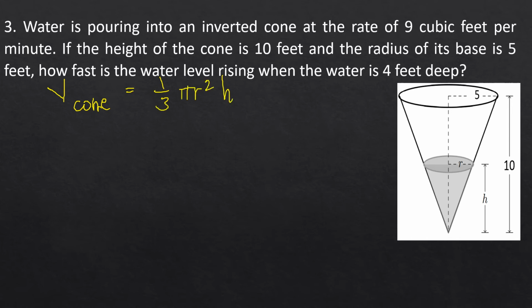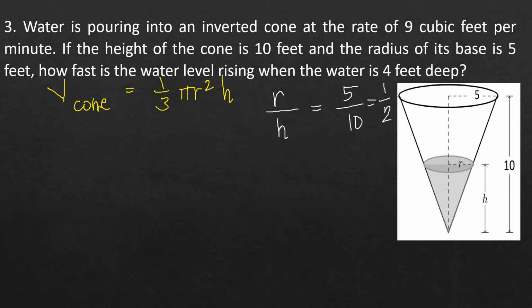So gagawin natin dito, we need to replace r here, radius, kasi we're now getting the function with respect to the height. Therefore, using the similarity rule, r over h is equal to 5 over 10. So, anong ibig sabihin nito? Which is equal to 1/2.